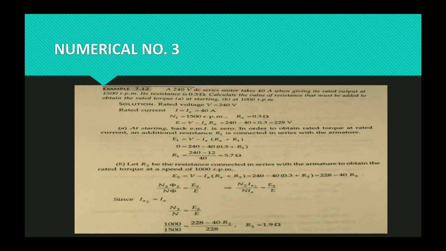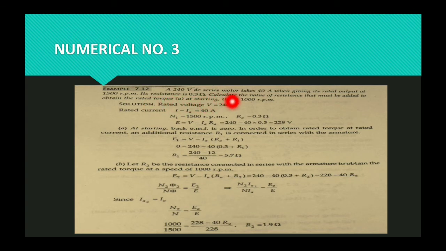Now the next one is numerical number 3. So here we can see the problem, a 240 volt DC series motor. In the previous two numericals, we saw that they were about a DC shunt motor, but right now we are going to solve a numerical of a DC series motor. A 240 volt DC series motor takes 40 ampere when given its rated output at 1500 rpm. Its resistance is 0.3 ohm.